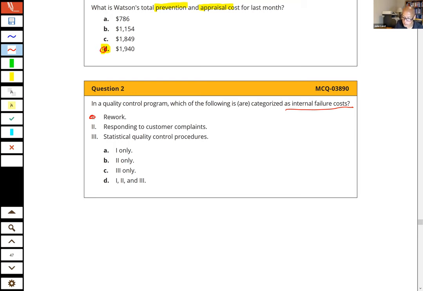Responding to customer complaints, that's what? That's external. Obviously, the customers are external. So the answer would have to be A at that point, right? Since there's no two only, there can't be three only, and they don't give us a choice with just one and three. Statistical quality control procedures are an appraisal cost, right? Which is not an internal failure cost.